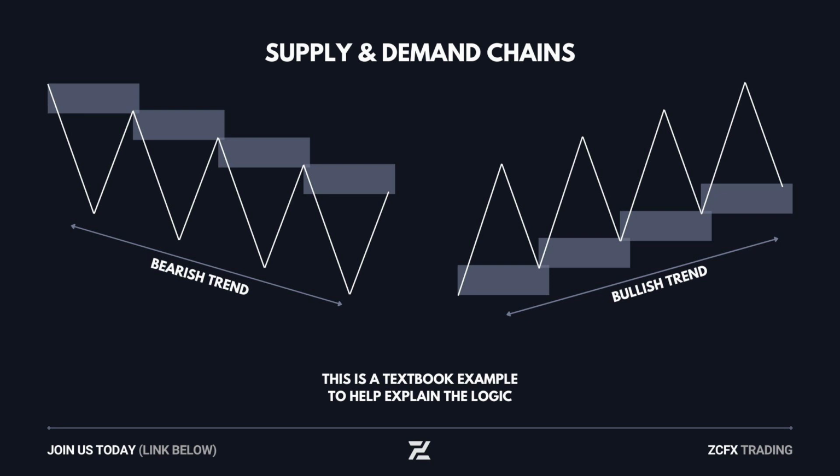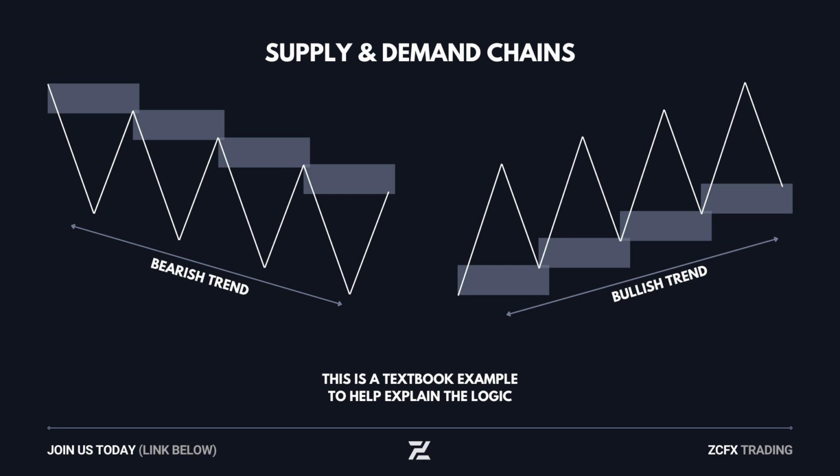But first things first, what I'm going to do is I'm just going to show you the textbook example, and then we'll go on the charts and show you that as well. So as you can see here up on the screen, we have a left side on a bearish trend and the right side bullish trend. Like I said, this is a textbook example. It's just to help explain the logic or the thought process behind it.